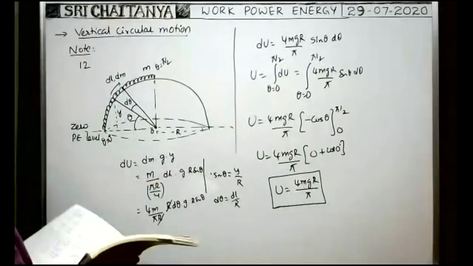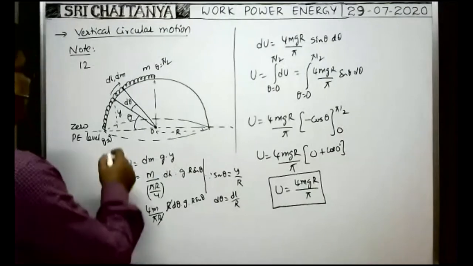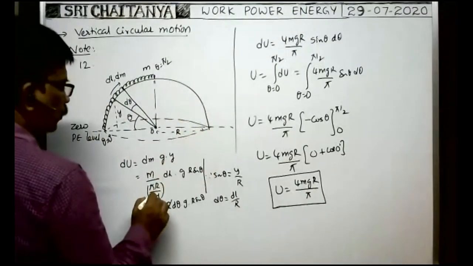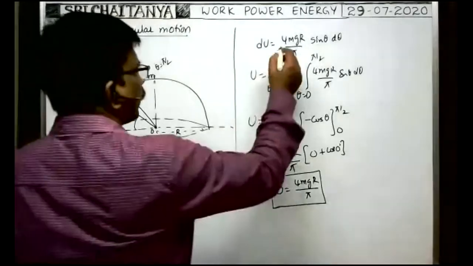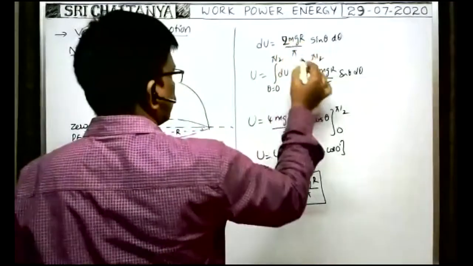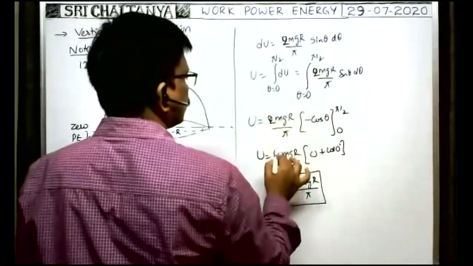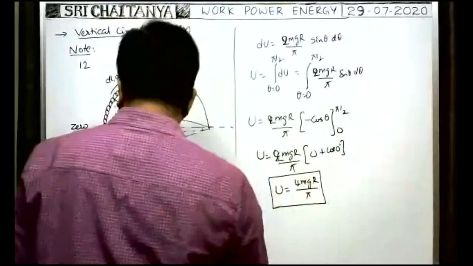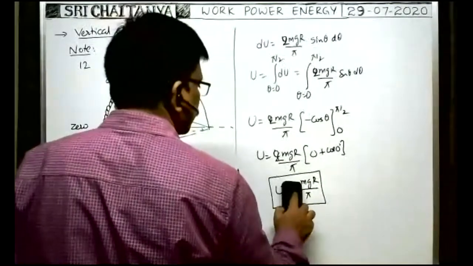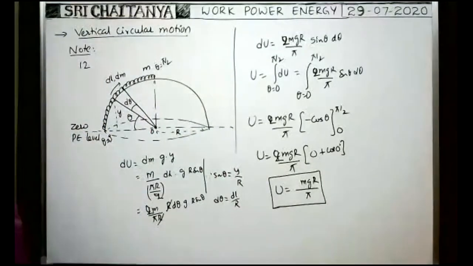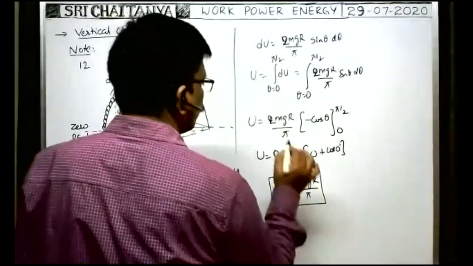So this is the formula for potential energy stored in the chain. What is the length? Its total length is pi r, no? Pi r by 2, because it is the length of the quadrant of the circle. So the final answer, 2 mg r by pi, you will get.